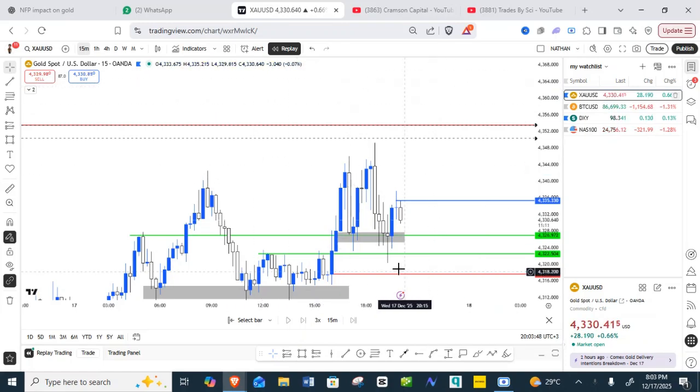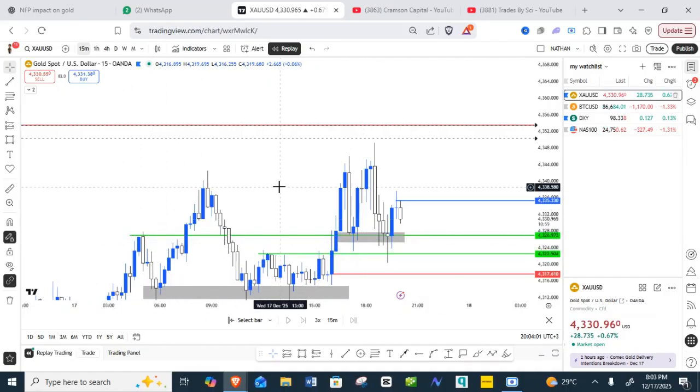So as you can see, I'm in a position on gold. My entry is on this blue line at 4335.33. These here are ICC levels: indication, correction, and continuation.